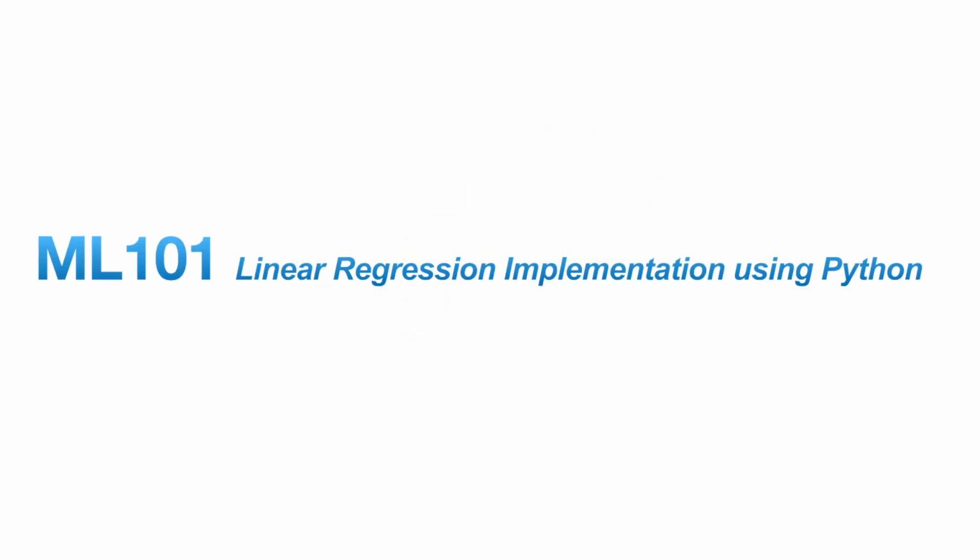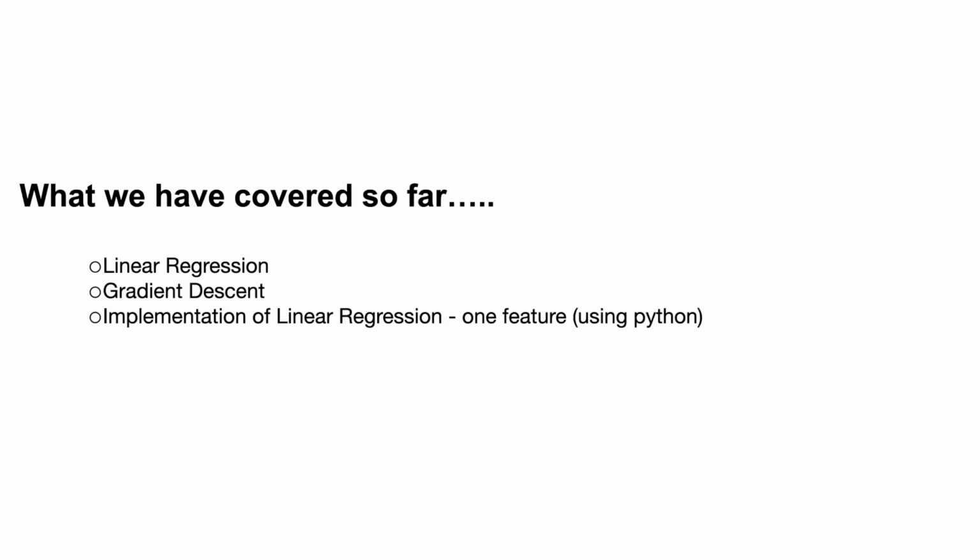Let's move on to this session, which is going to be about linear regression implementation using Python. In our previous session, we covered linear regression with one feature, the gradient descent algorithm, and linear regression with one feature implementation using Python. If you haven't watched that video, I will provide the link in the description. You can go and watch that.